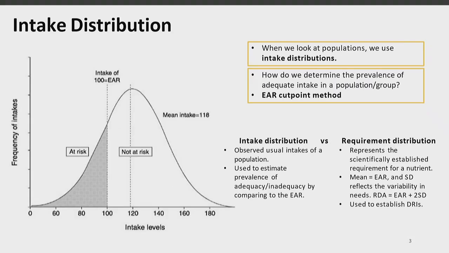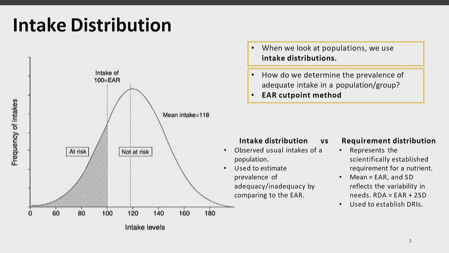So how about an intake distribution? We just saw what a requirement distribution is. When we're looking at an intake distribution, this is the intake of a population. And I gave an example in class of, for example, we could come to Peel and say we want to understand the vitamin A intake of women of reproductive age in Peel. So that is the intake of a population, right?